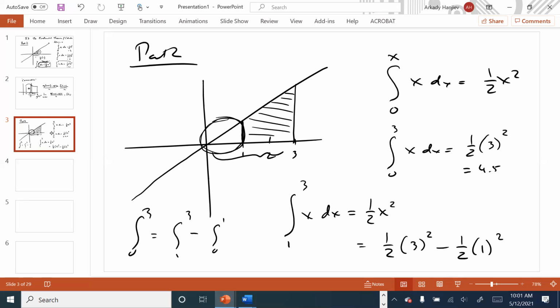1 to 3 equals 0 to 3 minus 0 to 1, right? Yeah, 1 to 3 is 0 to 3 minus 0 to 1. Cool. Or look at what we're doing: we're plugging the 3 into here, and then we're subtracting off the stuff we don't need in front, right? We're plugging in that little 1 after we've already taken the antiderivative.